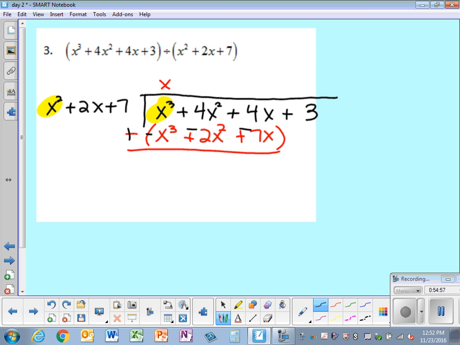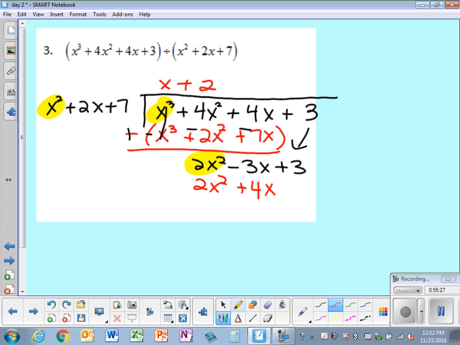X cubed minus x cubed crosses out. 4x squared minus 2x squared equals 2x squared. 4x minus 7x gives me negative 3x. And of course, bring down that last guy. So short. We're almost done. All right, x squared times what gives me 2x squared? 2. All right, positive 2. Then distribute to everybody. Why do you distribute? Because that's what we do. Parentheses, subtract. And then plus, minus, minus, minus.